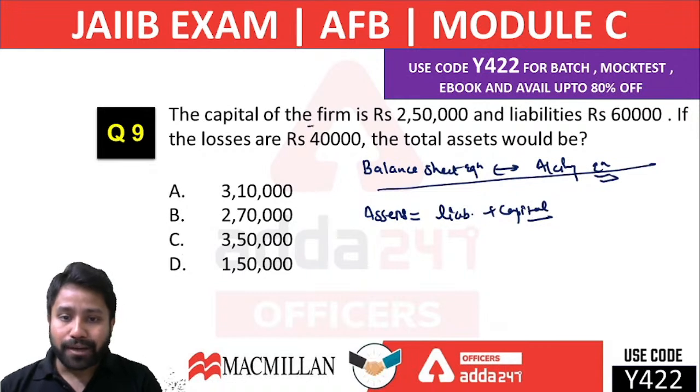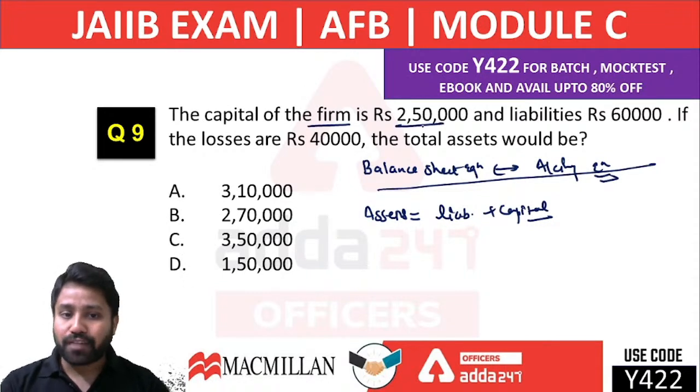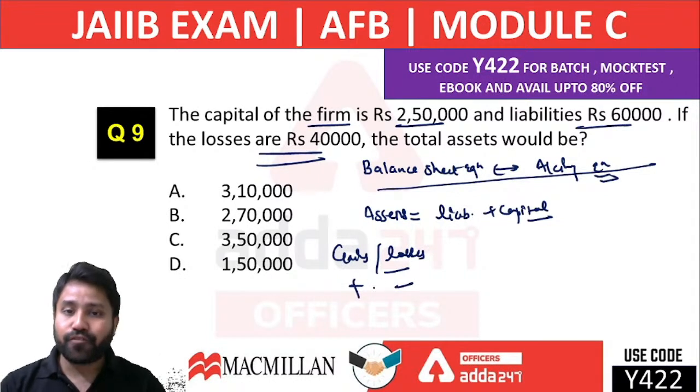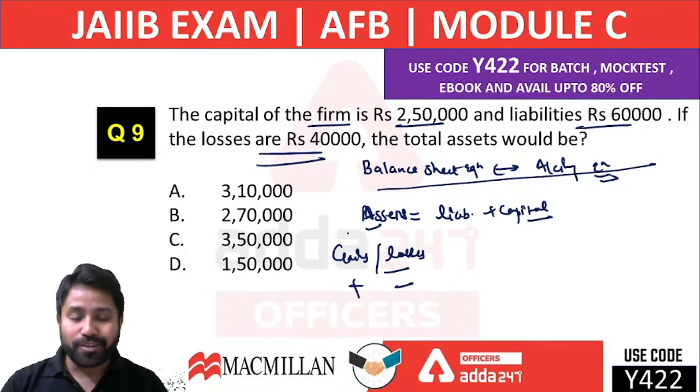So if the capital of the firm is given as 2,50,000 rupees, and the liabilities are given as 60,000, and the losses are given as 40,000, you have to understand that whenever we talk about gains or losses, they are always added to or deducted from the capital of the firm. So when we have to calculate the asset, just tell me what would be the answer of this question. Anybody can tell me. Now just try to tell me.